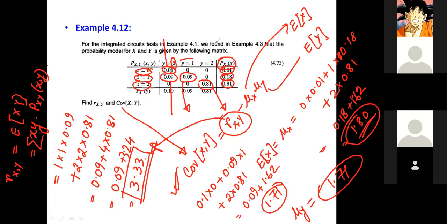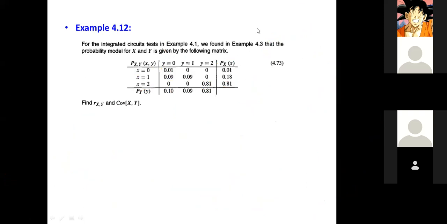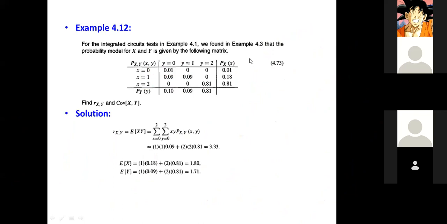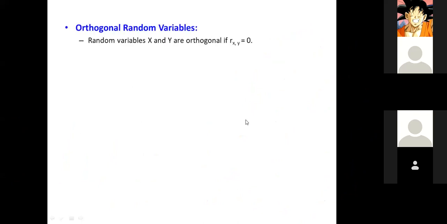So the covariance will be 3.33 minus 1.8 into 1.71, and the result is 0.252. This is how we solve it: 3.33, then 1.8 and 1.71, and then 0.252 is the covariance value. Is there any question? If there is no question, let's go to the next slide.